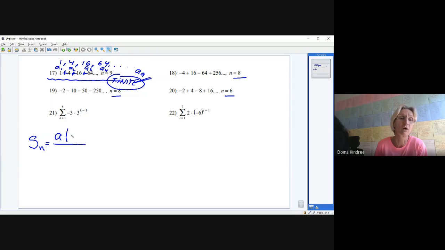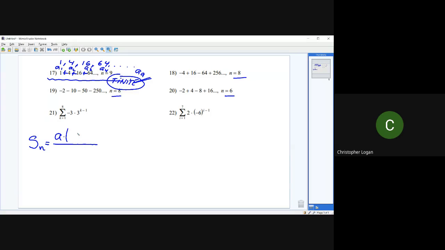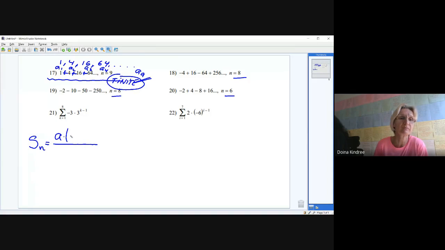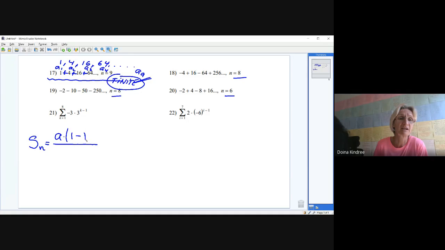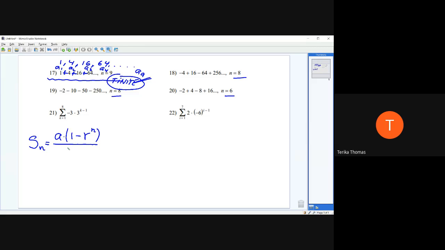Hey, A times, open parenthesis, because this is what you have to put in the calculator, right? So don't tell me A1, fraction line. And then what are we writing on the numerator? 1 minus R to what? The power of n, exponent n, close parentheses, okay. Over what? Divided by 1 minus R.